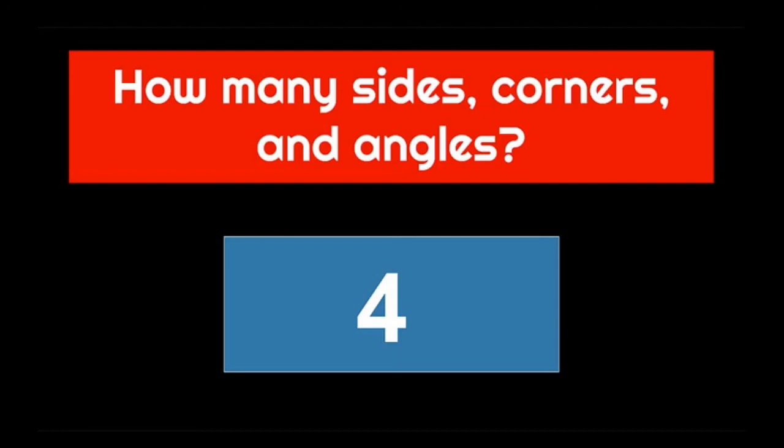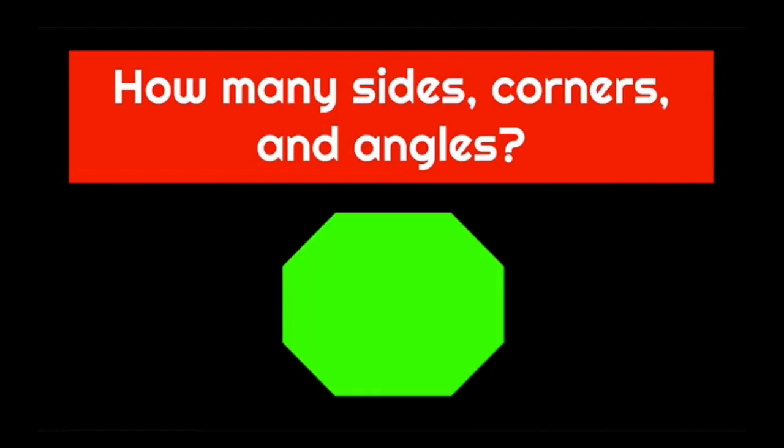Hopefully, as you're going along, you know the names of some of these polygons as well. Ooh, this one has a little bit more. I'll give you a little bit longer to do this one. How many sides, how many corners, how many angles? Did you say 8? Because this is an octagon which has 8 sides, 8 corners, and 8 angles.